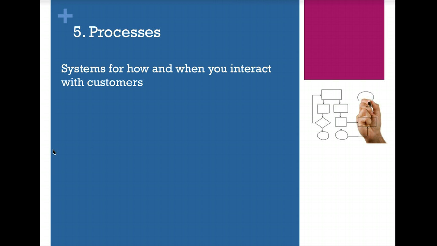Number 5 is processes. Now, this is almost always the bit that gets overlooked. This is the system for how and when you interact with customers. And there are 3 elements to this. If your customers, patients, clients are going to keep coming back to you, you need to be able to guarantee that they will have the same great experience the second time round.